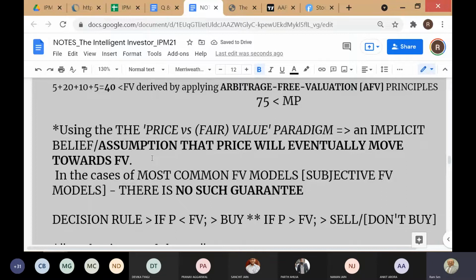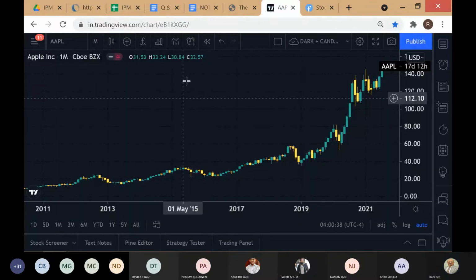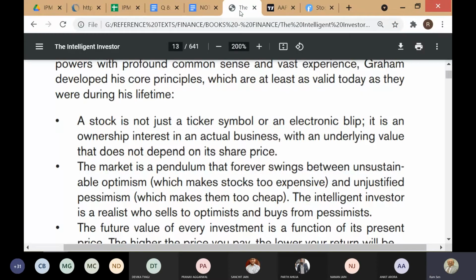Barring the AFV exception, in general, most of these are subjective models, and you're applying this price versus fair value paradigm. It's a very precise paradigm. And what it basically involves is a comparison between, first you take note of the price, and it's all flowing from here, by the way. Okay? Underlying value that does not depend on the share price. So here straight away he's making a distinction between these two concepts.